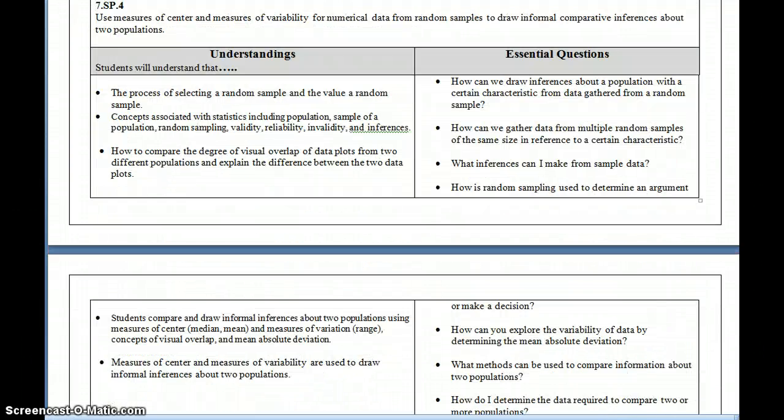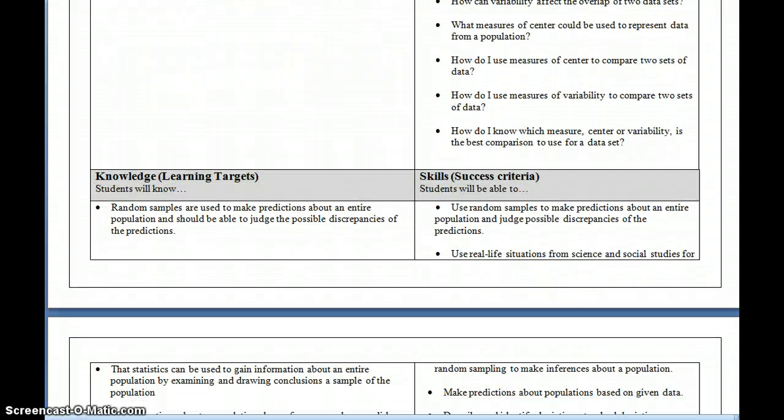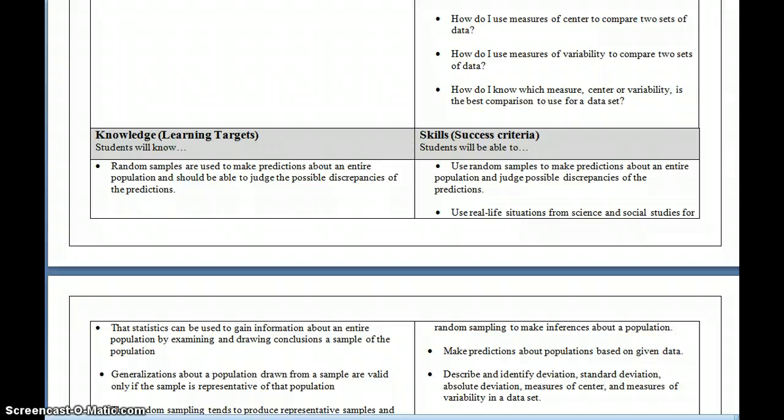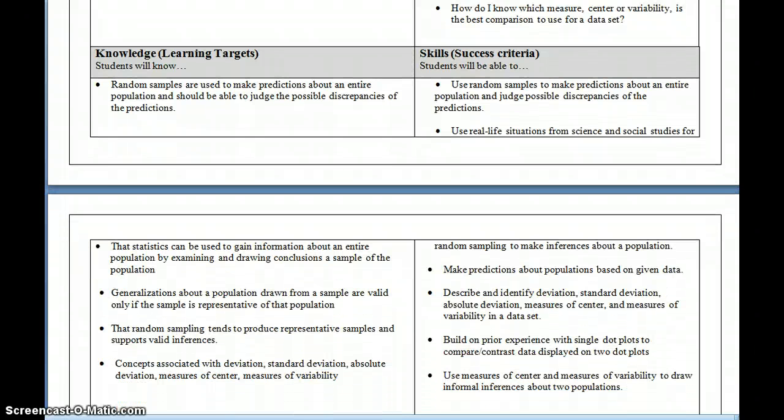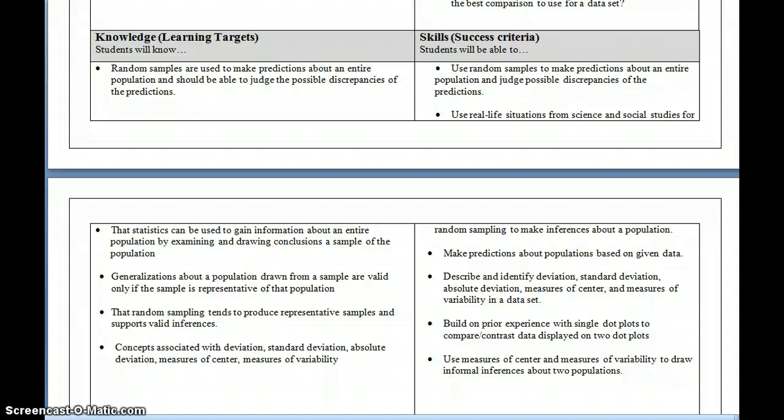Now we're going to move on into knowledge, otherwise known as learning targets, and skills, which would be the success criteria. Conceptual knowledge, or learning targets, are all the important skills, facts, and knowledge the students must know or learn in this unit. The bulleted list, as you can see, completes the phrase "students will know."